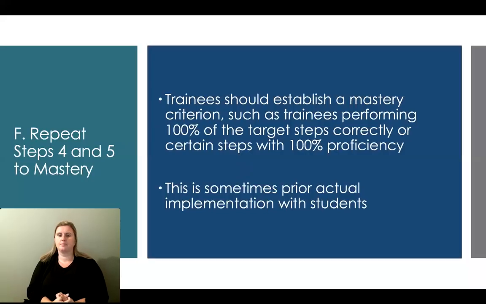Our last step in behavioral skills training, of course, is going to include repeating steps 4 and 5, skill rehearsal and feedback, until mastery or a mastery criterion has been reached. Trainees should establish a mastery criterion, such as trainees performing at 100%, or performing to a specific number of skills of the target behavior, or certain steps with 100% proficiency. This is sometimes prior to implementation with students, as I already mentioned.